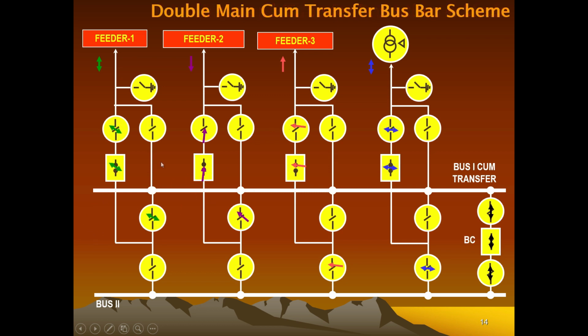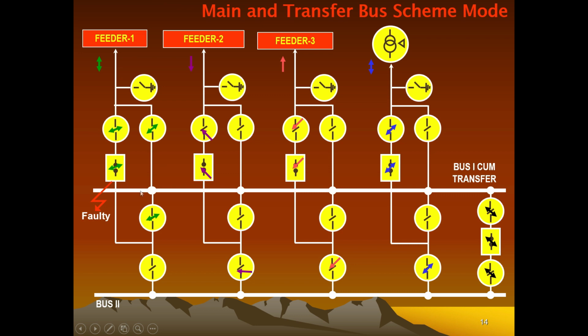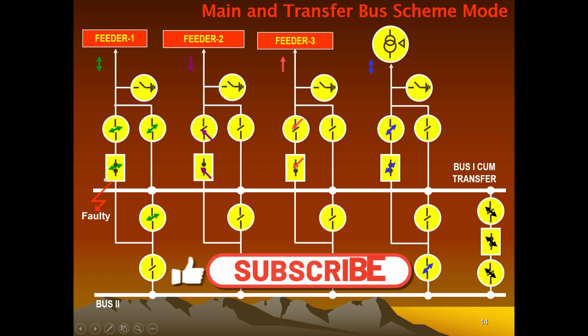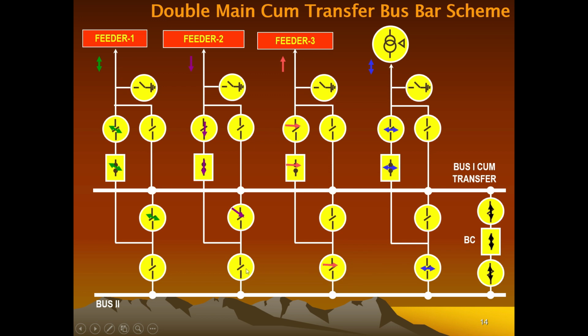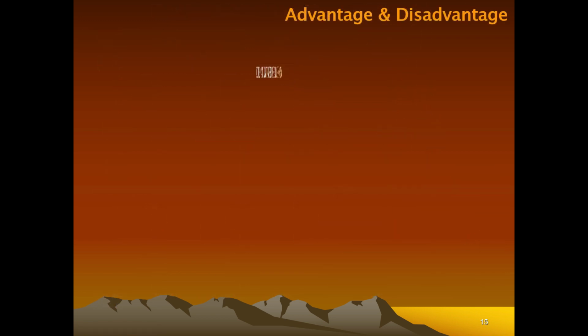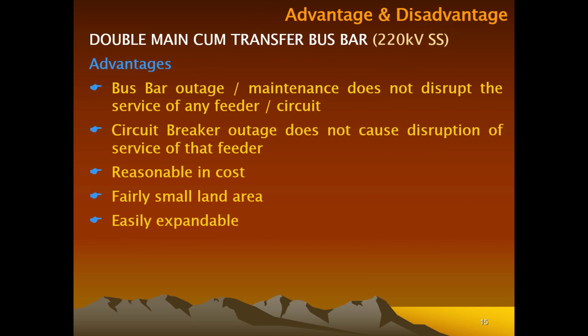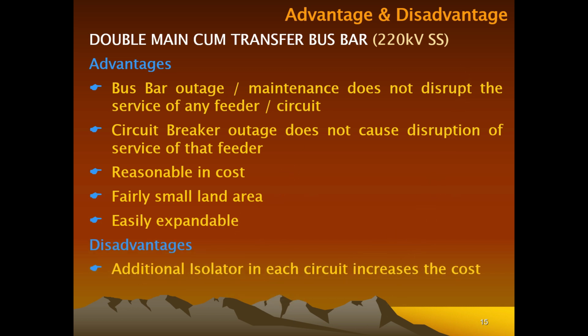Now once there is a problem, this breaker will be out of service and your power flow will be through the transfer bus. Once the fault is removed, all circuits will remain in service as they are. The advantages of double main cum transfer bus: bus bar outage or maintenance does not disrupt the service of any feeder. Circuit breaker outage does not cause disruption of service of that feeder. Reasonable in cost, fairly small land area and easily expandable.